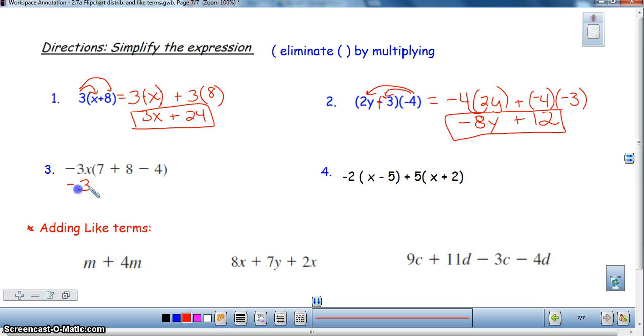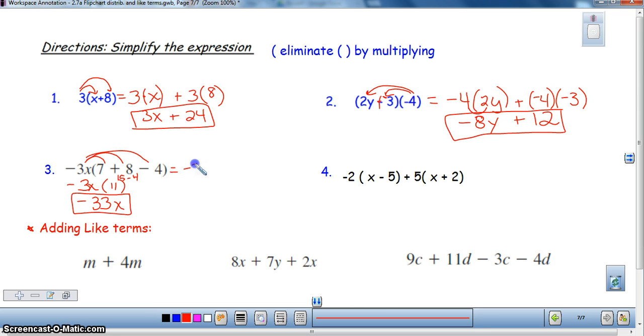So if we don't want to use distributive properties, 7 plus 8 gives us 15. 15 minus 4 gives us 11. Negative 3x times 11 gives us a negative 33. We multiply the 3 and 11, x, and we are done with that problem. And we've actually added our like terms before we multiplied. Could you have multiplied this out? Yes, I think that would be much more painful for most of you.